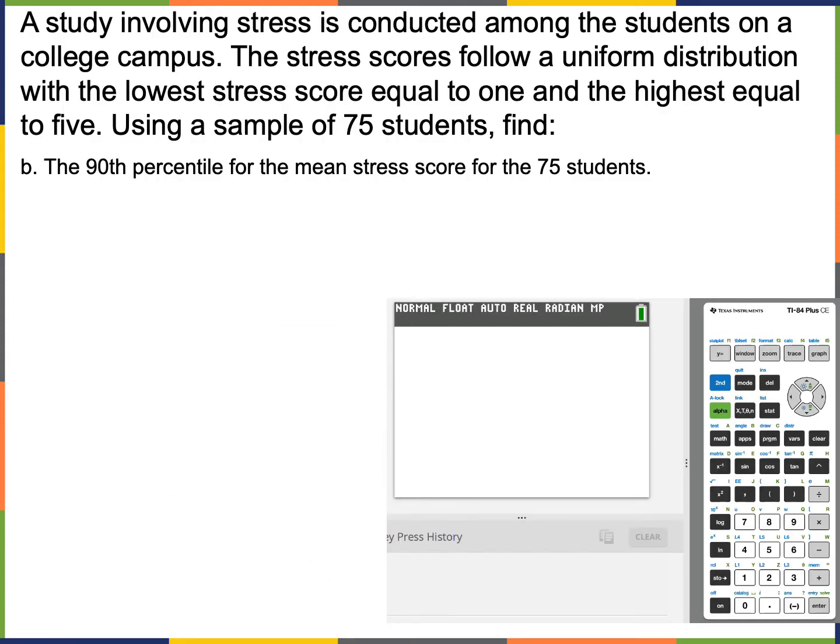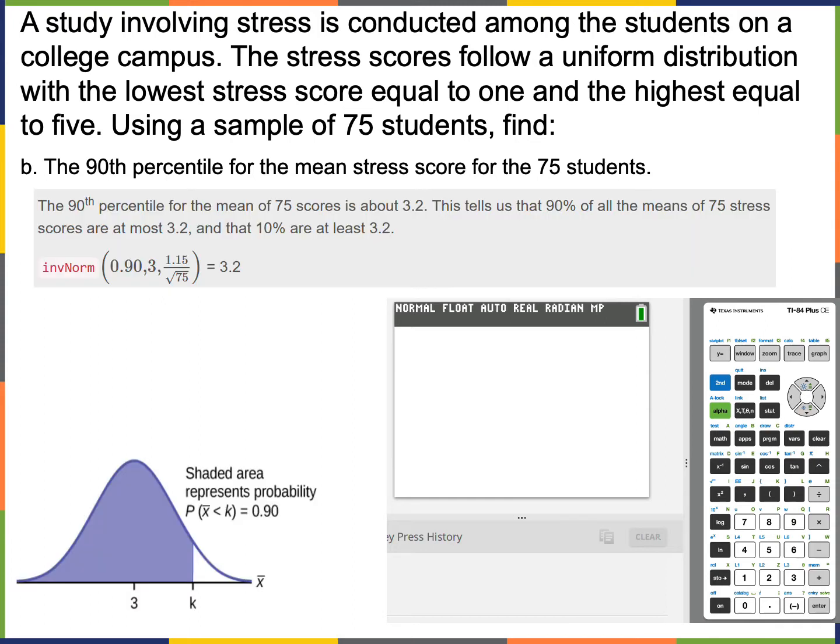Okay, so now what if we wanted to find the 90th percentile? Same situation, but now we want to find the 90th percentile. Now, do you remember what function we use for that? If you said inverse norm, congratulations, you're correct, right? Remember inverse norm? It says we want to find the area here. So we put the area, which is 90%.